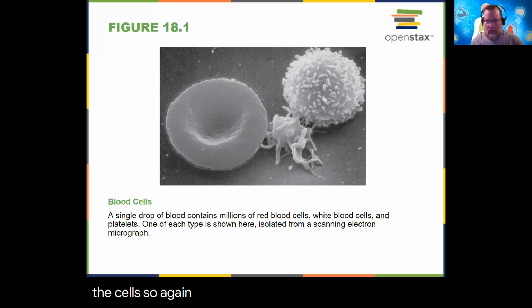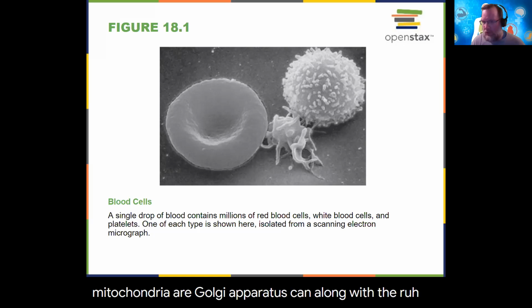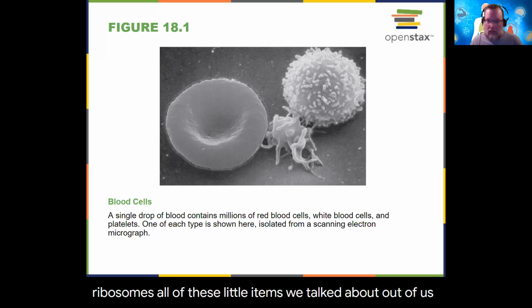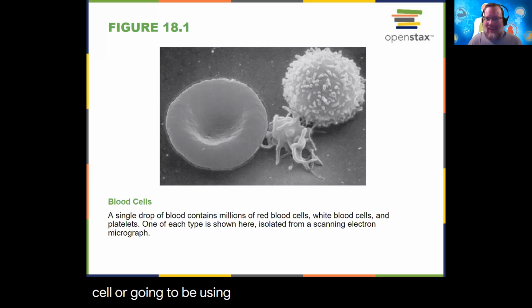Ultimately, the organelles of the cells, our mitochondria, our Golgi apparatus, along with the rough endoplasmic reticulum, smooth endoplasmic reticulum, the ribosomes, all of these little items we talked about way back at the beginning of the semester inside of a cell are going to be using the items that the blood is delivering to the tissues and to the cells.